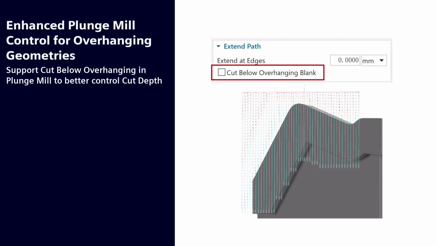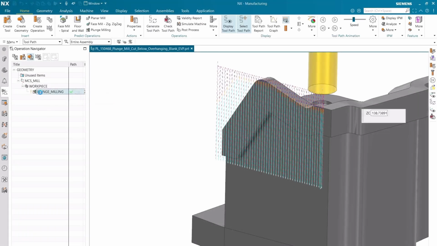Plunge mill operation now supports cut below overhanging blank so that you could better control the plunge cut depth. With cut below overhanging blank option, all the plunge toolpath cutting air from overhanging blank could be removed and toolpath efficiency will get improved. Edit the plunge milling operation.